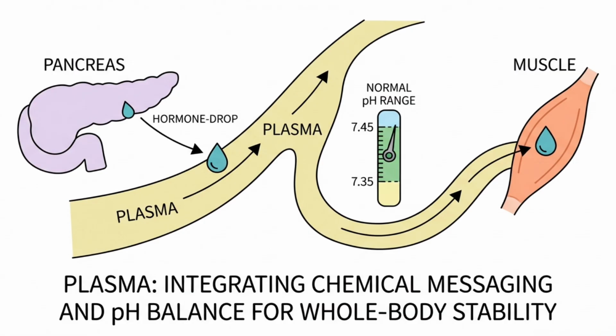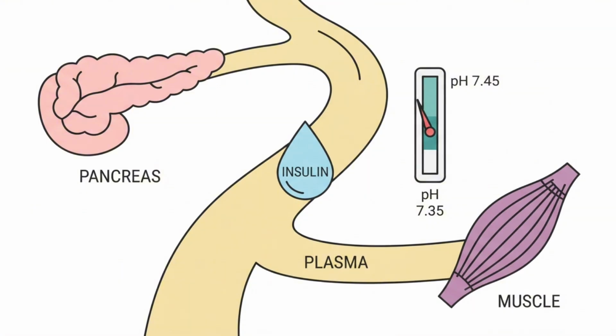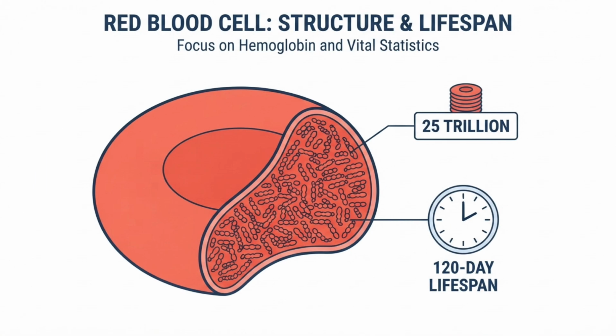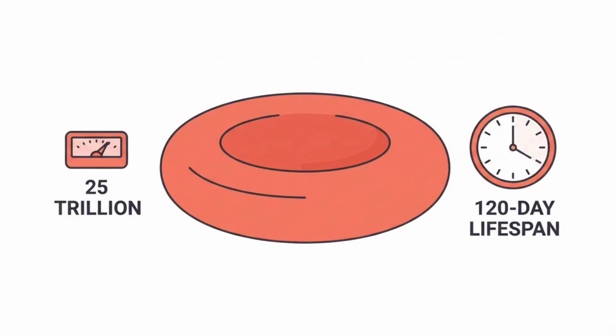Red blood cells. Red blood cells, called erythrocytes, are the oxygen delivery workhorses of the bloodstream, and there are roughly 25 trillion of them in an adult body at any given moment, each one living for about 120 days before being recycled. Picture a fleet of delivery trucks with no cargo hold at all.